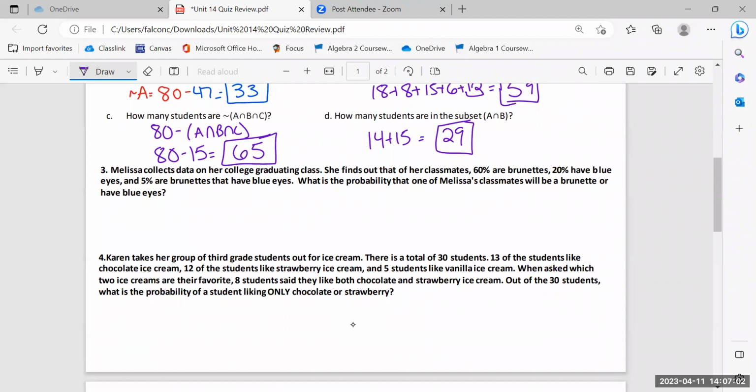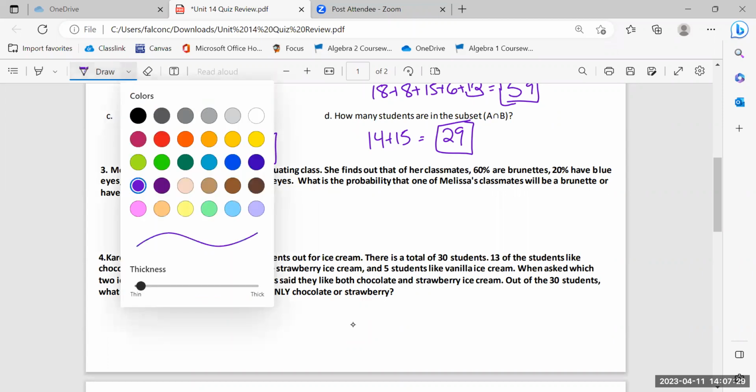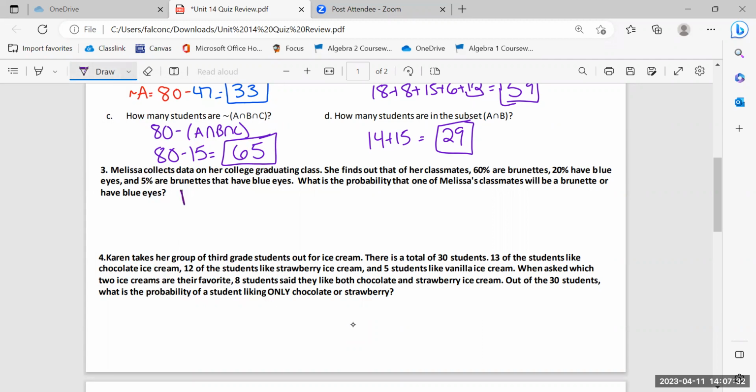Okay, so number 3 says Melissa collects data on her college graduating class. She finds out that out of her classmates, 60% are brunette, 20% are blue eyes, and 5% are brunette that have blue eyes. What's the probability that Melissa's classmates will be a brunette or have blue eyes? So this is an or probability, which means we're going to use the addition rule. Remember, it's the probability of A or B. This is the general formula: the probability of the first event plus the probability of the second event minus the probability of the events' intersection.